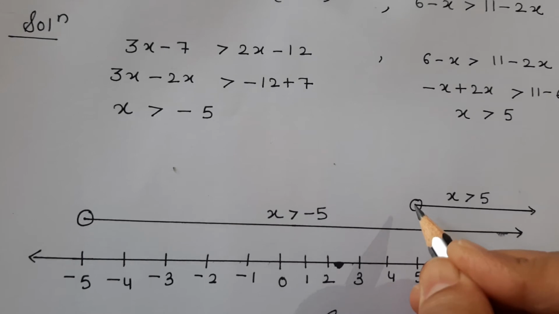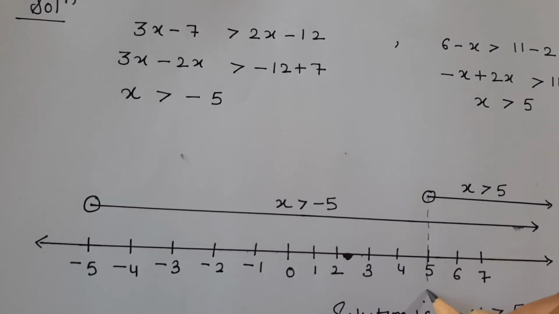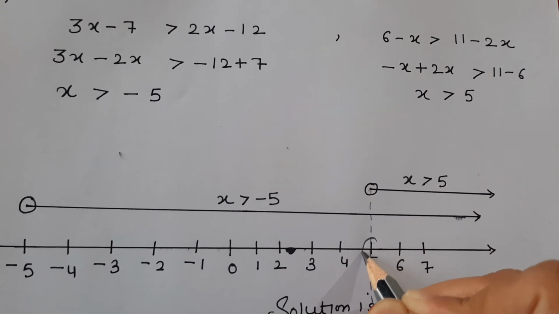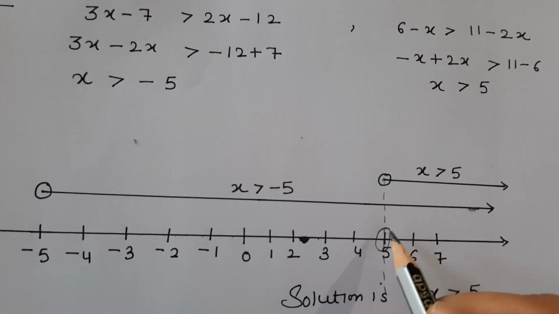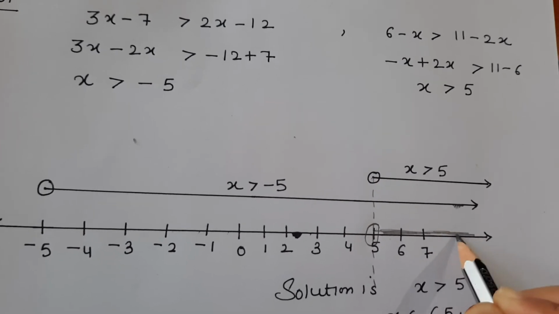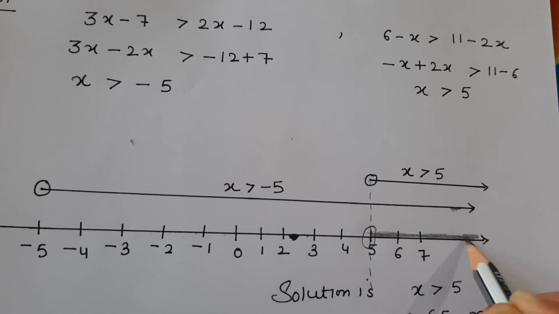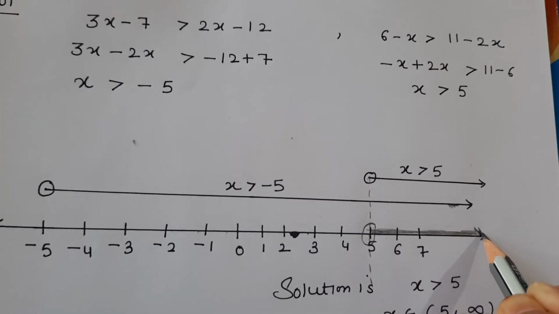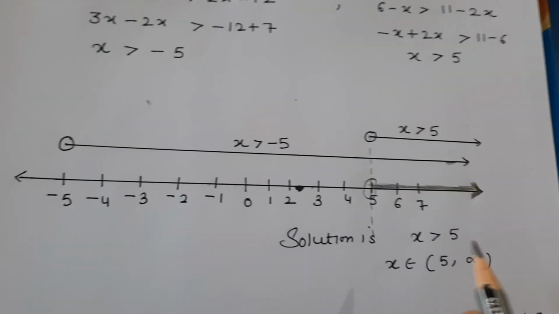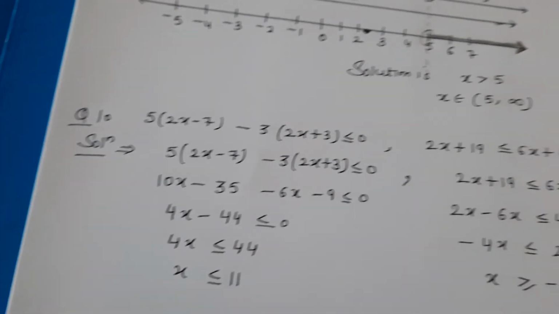So that means now the common solution. If you look at the common solution, the region on this side is going to be common. So draw an open circle and shade this region. Shade the common region. You will shade the common region only. And also bold this arrow. That means your common solution is x is greater than 5, or in interval form x belongs to 5 to infinity. Next question, question number 10.